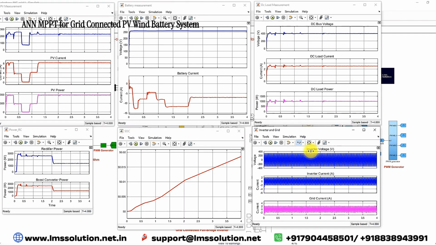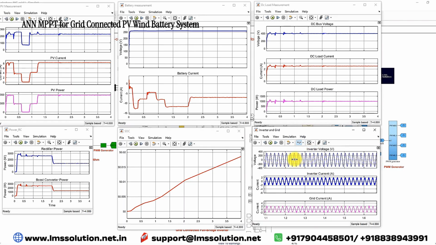So I'm going to expand this one. Here you can see that the inverter voltage is maintained at 230 volts, and the inverter current is maintained at 2 amps peak, because you can see that the SOC of the battery is 50% each. Here, during this time from 0.6 to 0.9, the PV current goes to less than 0.5, but the SOC of the battery is maintained at 50% only.